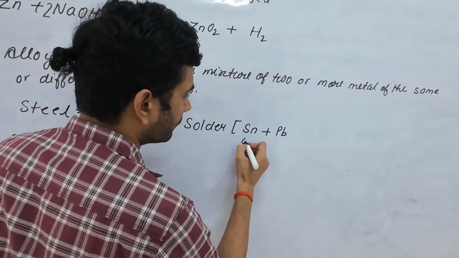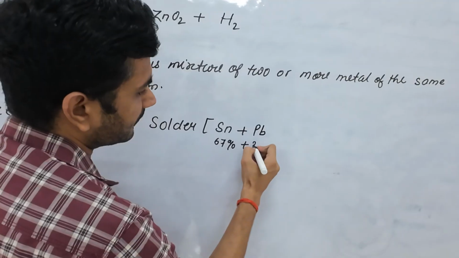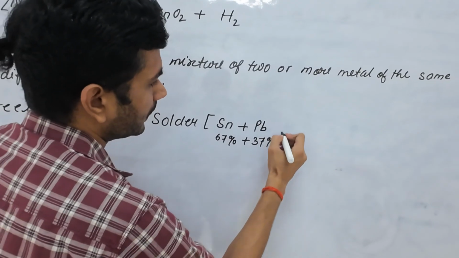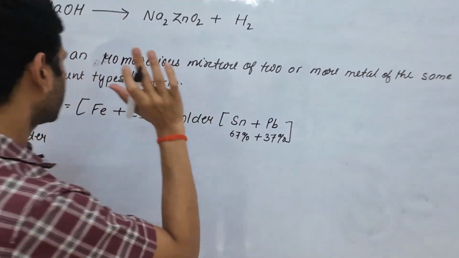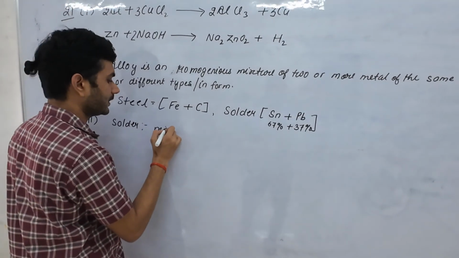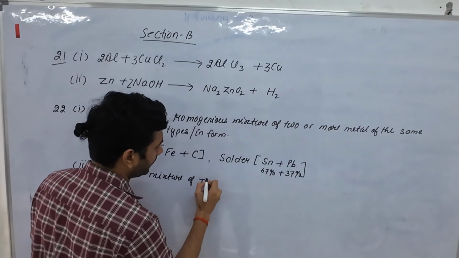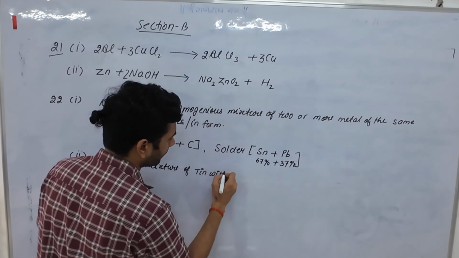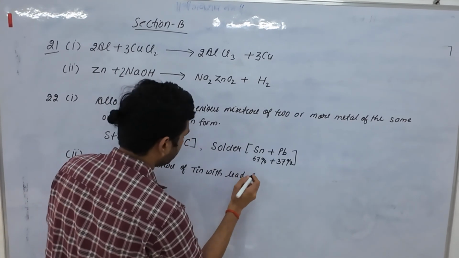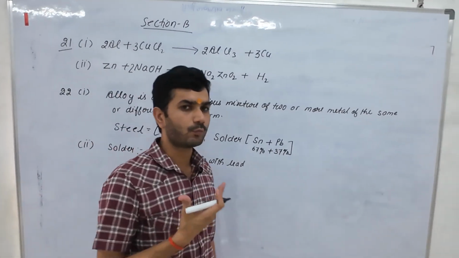What is the percentage of tin here? We are using 67 percent tin with 37 percent lead. Now this becomes a solder. So what is solder? It is a mixture of tin with lead. The mixture of tin and lead we are using to make solder for the wires.